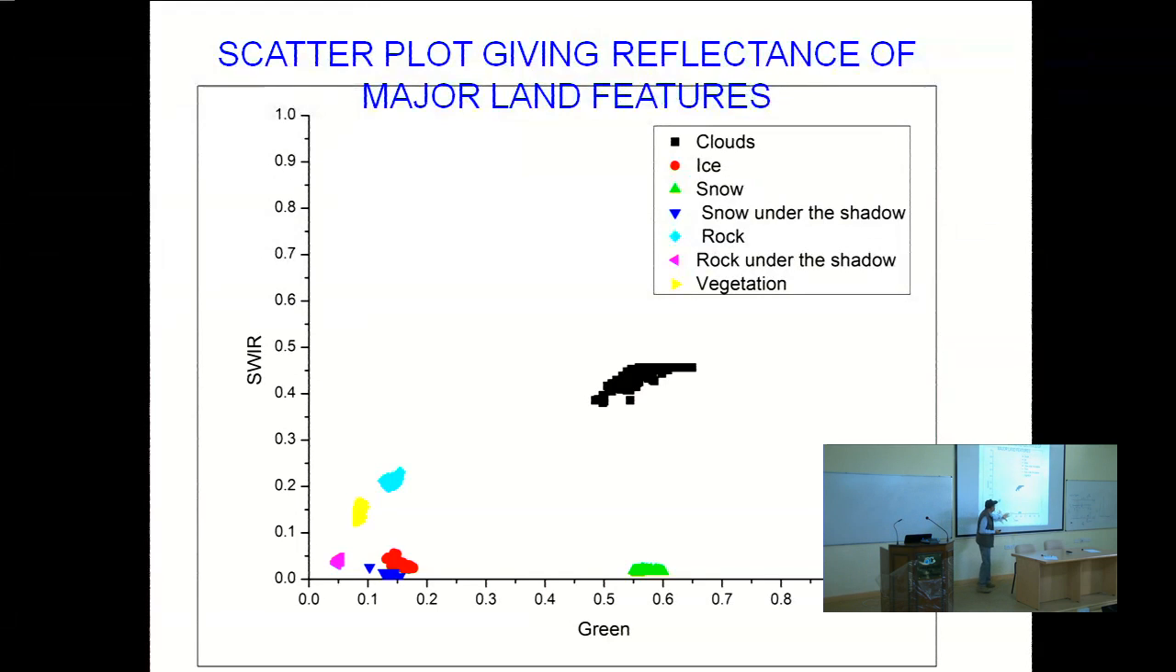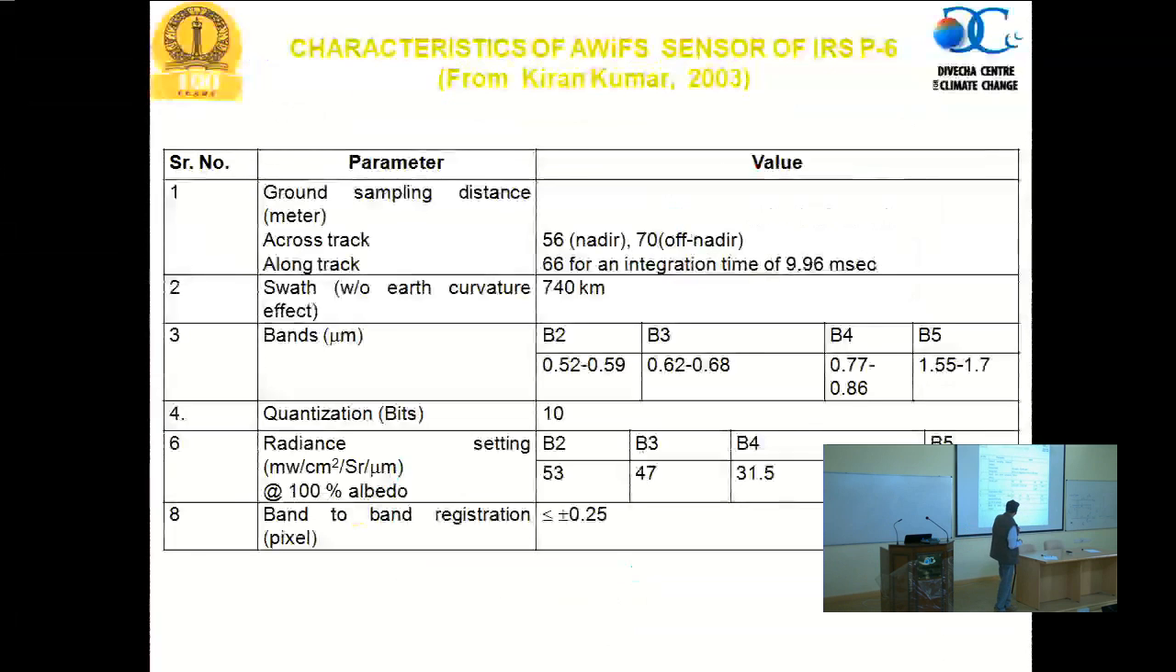If you plot it, you can see here that you have cloud over here, ice over here, and then snow over here. So you can see they are scattered throughout. Rock is here, vegetation is here, so the reflectance has potential to separate between them, and provides us the opportunity to separate between different landscapes and different features. So this is what it is all about.